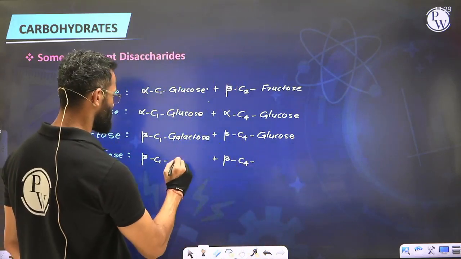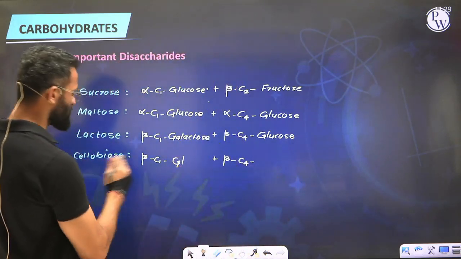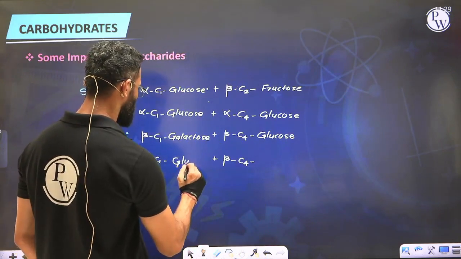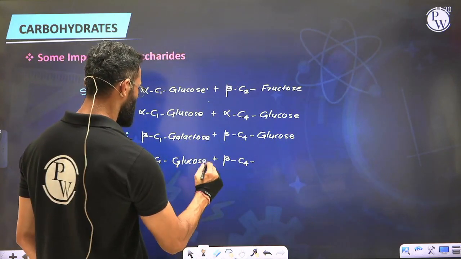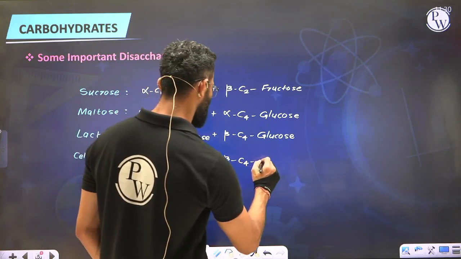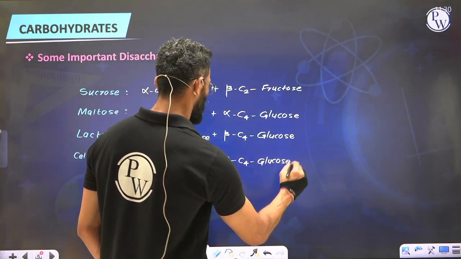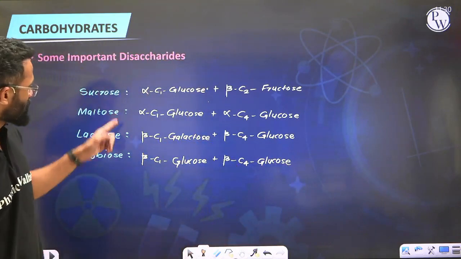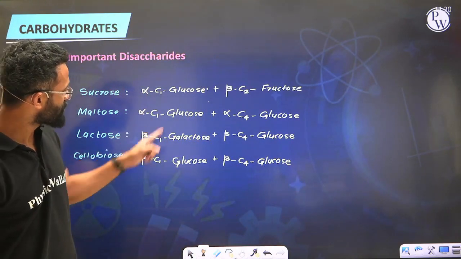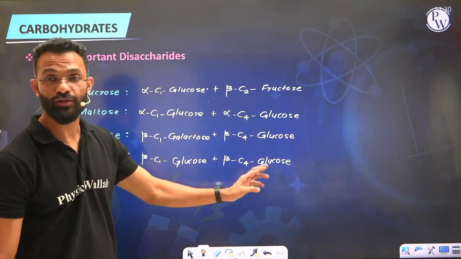And then again 2 glucose. Cellulose is again a homodisaccharide of glucose only. So you might be wondering what's the difference between maltose and cellulose. Well, observe carefully. For maltose and cellulose, C1, C1, glucose, glucose, C4, C4, glucose, glucose is the same.